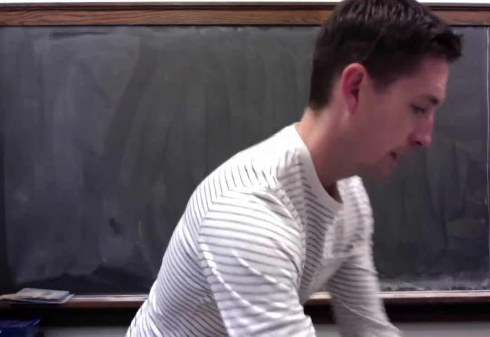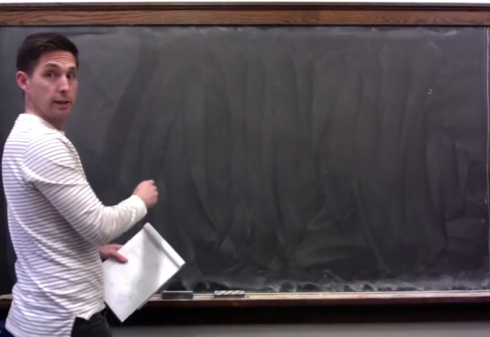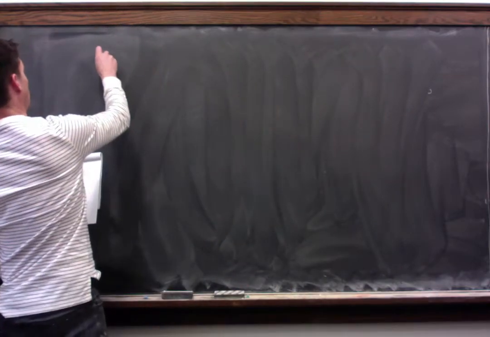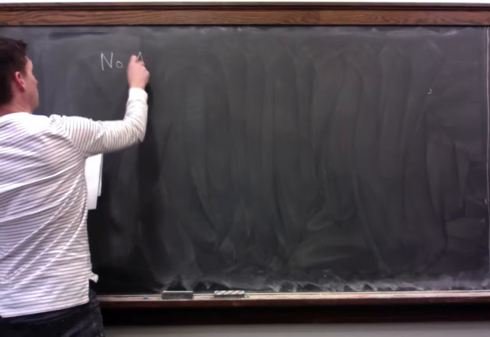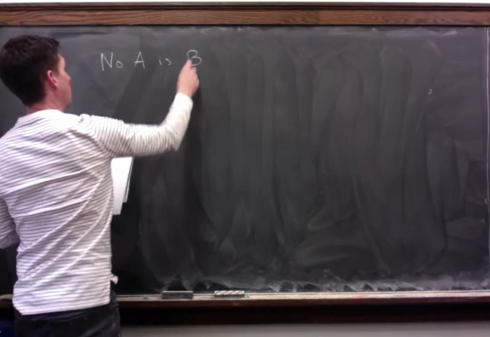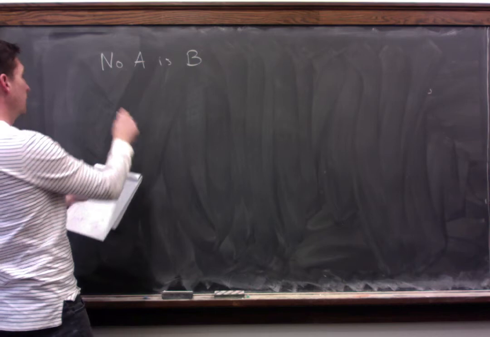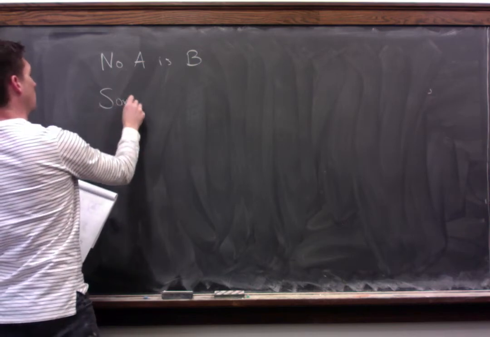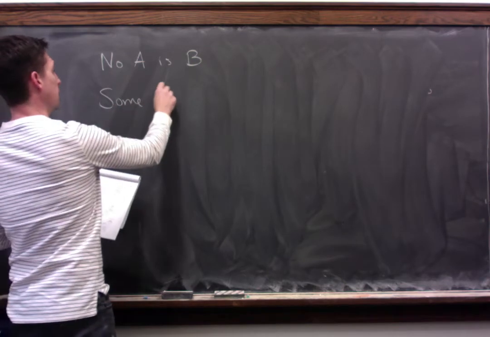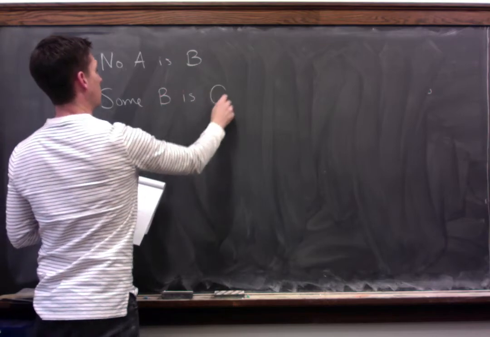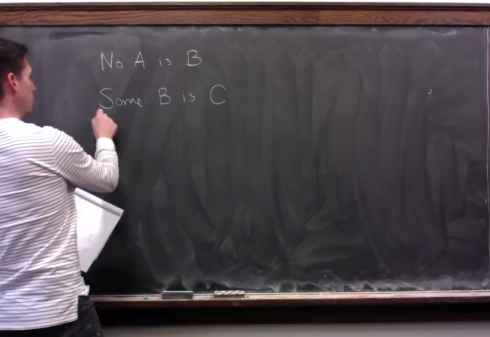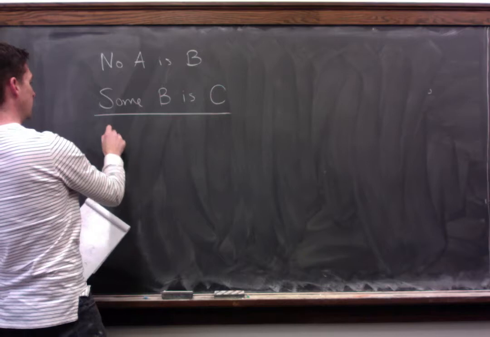It's going to be the following here. Try to get this so you can see it. Premise 1, no A is B. Premise 2, some B is C. And the conclusion, no A is C.